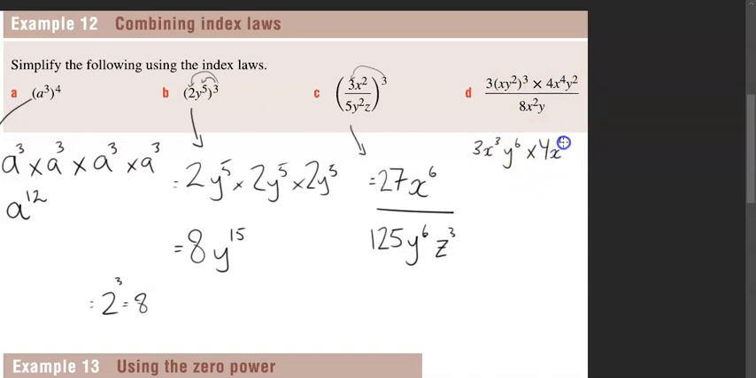Then we have 4, x to the power 4 y squared. Nothing's being applied to that. There's no bracket on the outside, so we'll just leave it as is. And then this one here, 8x squared y.